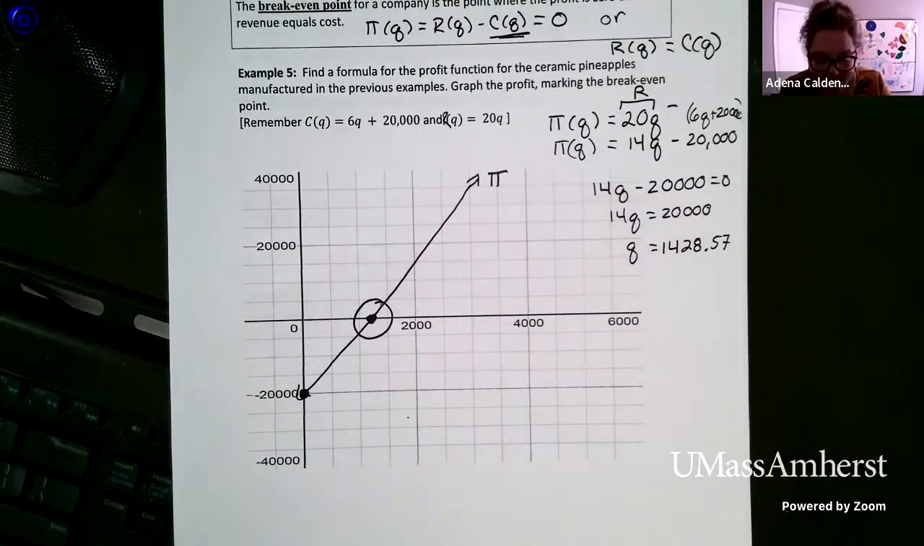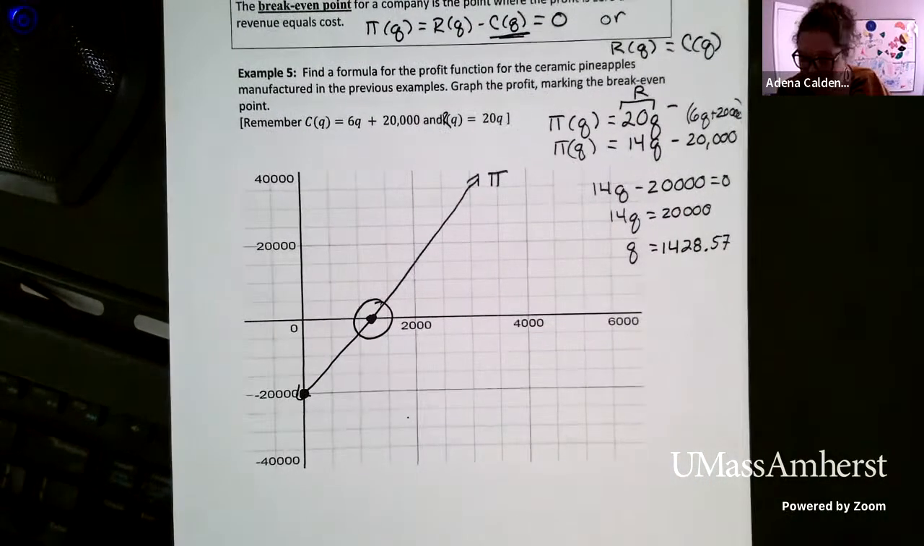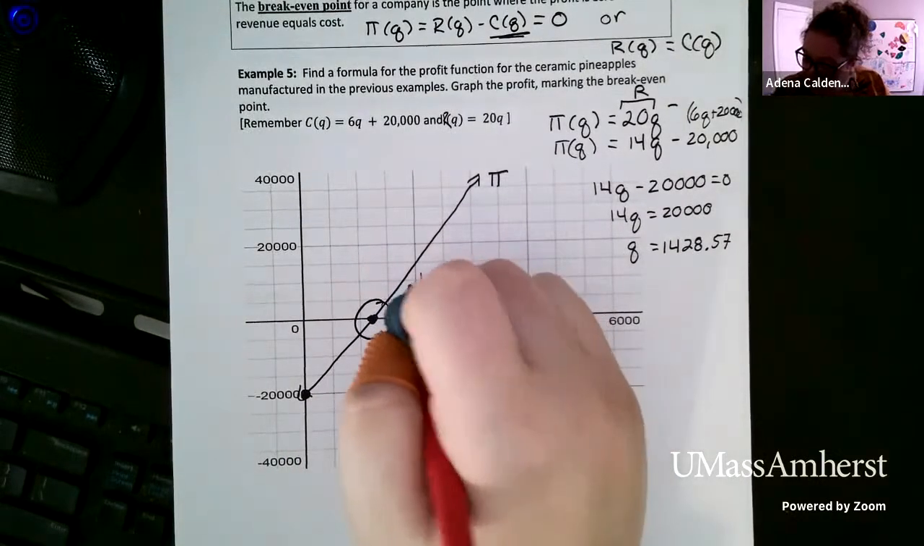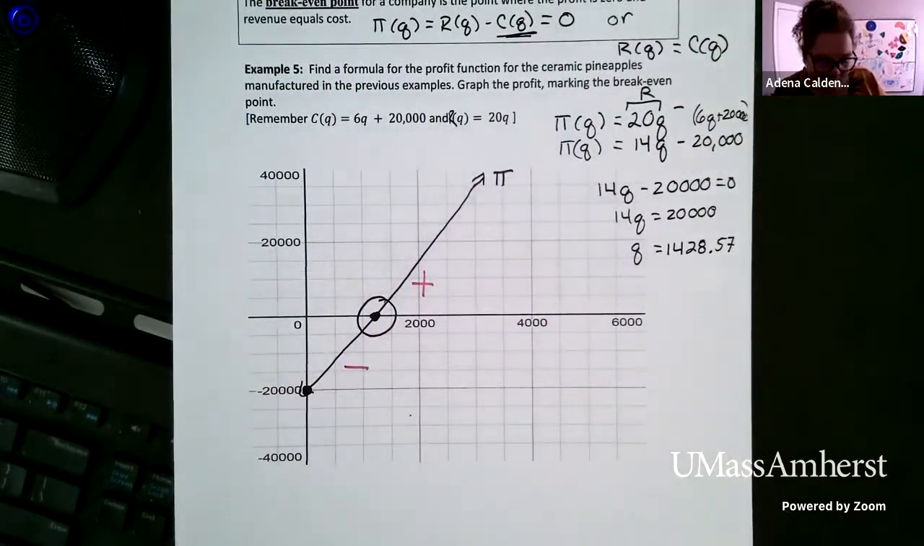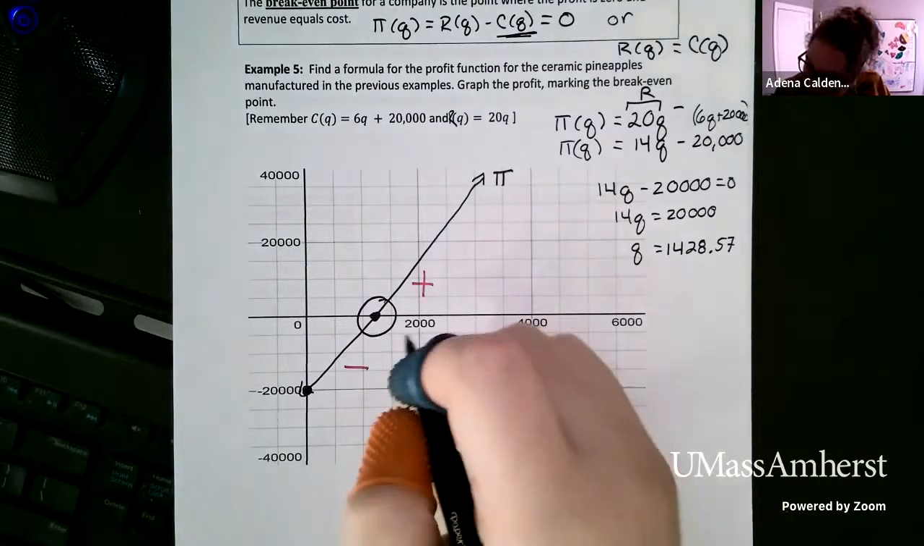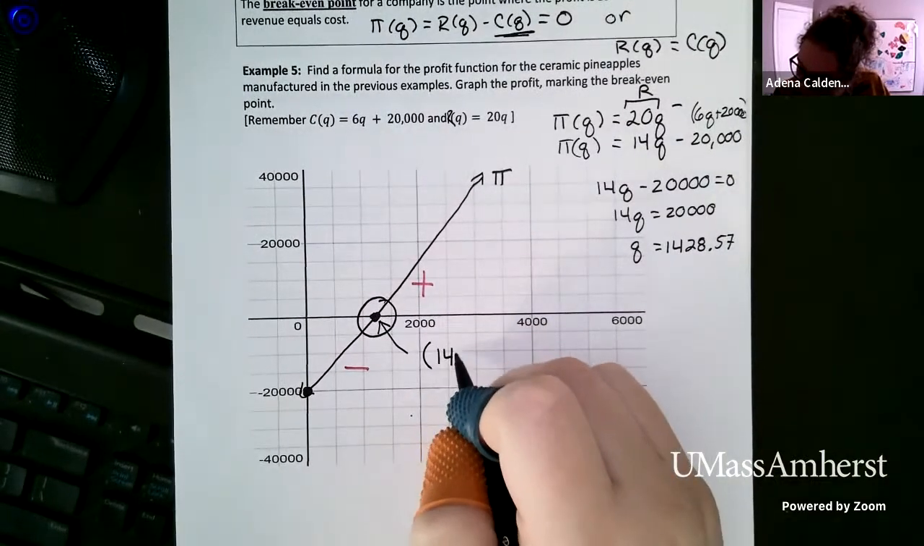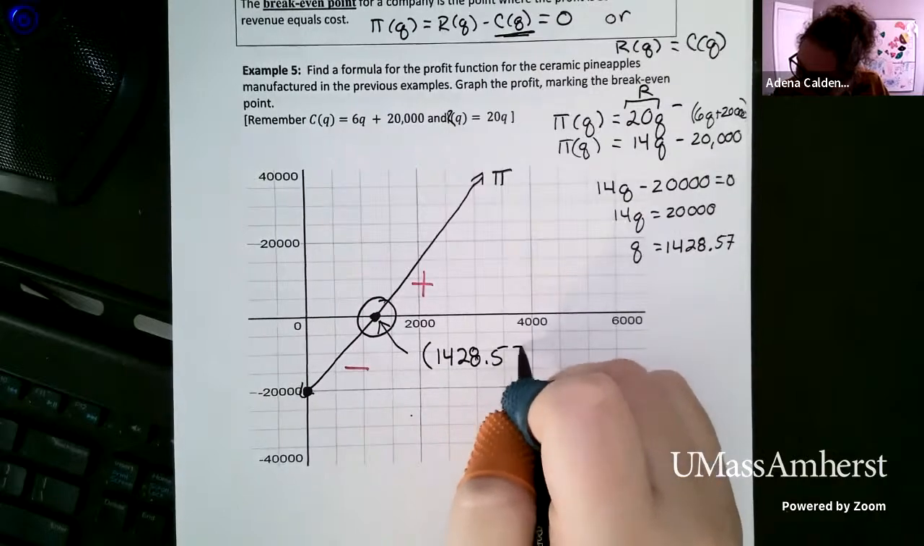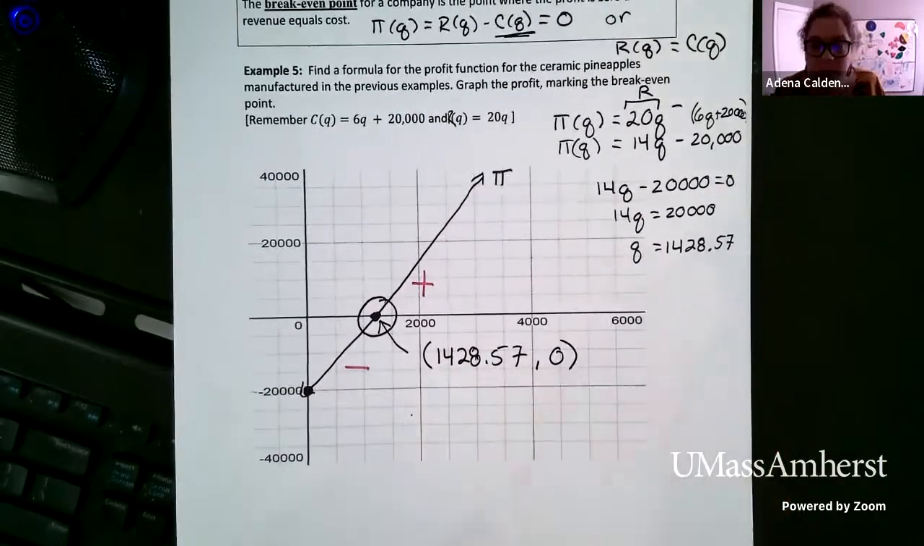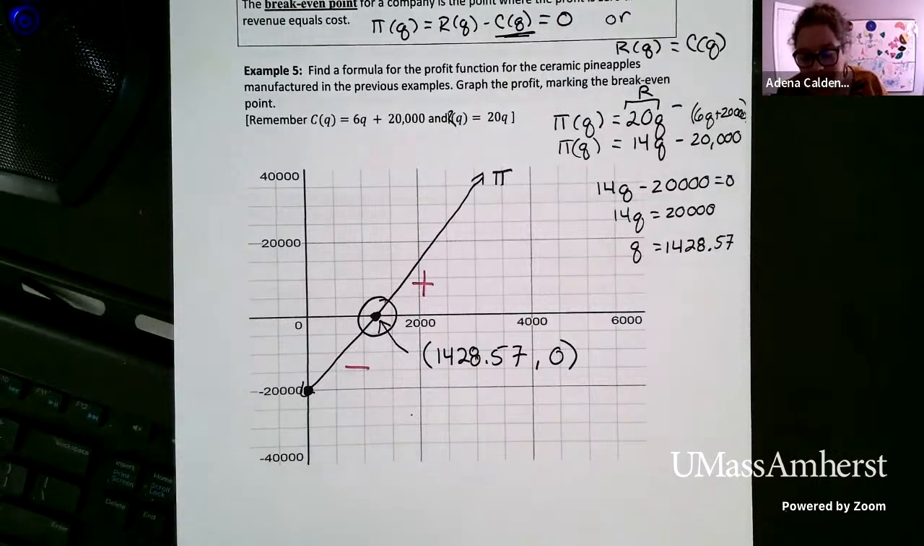Because remember that positive is above the x-axis. This is positive profit. This is negative profit. And we want to make money. Okay. So again, this point, this break-even point here, this is 1428.57, and the dependent value is 0. So that's our full break-even point. So again, when we talk about profit, we're really thinking about revenue and cost in relation to each other.